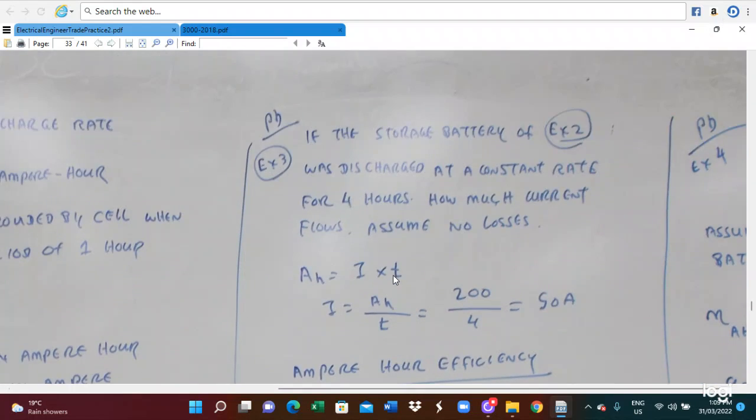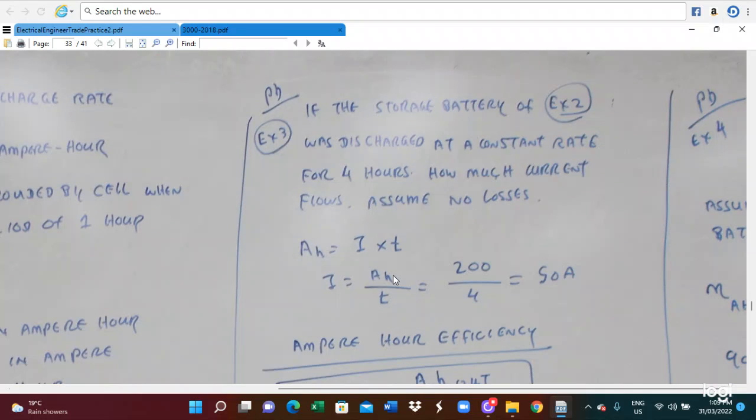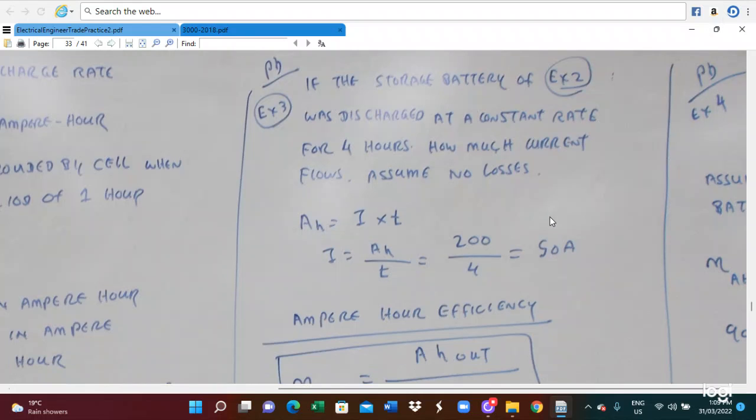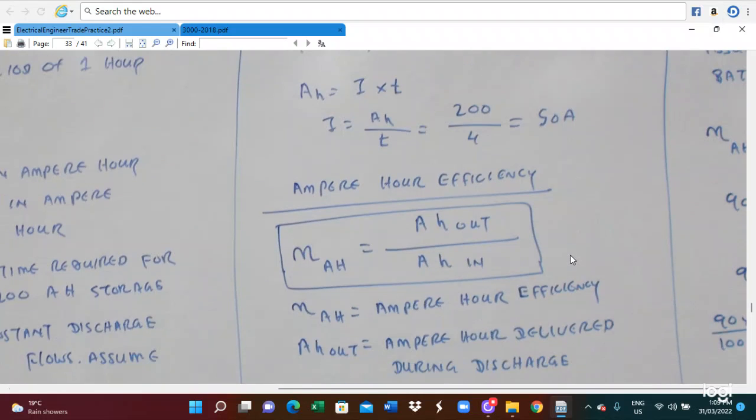Similarly, we also have to utilize that if the storage battery is discharged at a constant rate over 4 hours, how much current is to be lost? So in this case, ampere hour is I multiplied by T. So I equals ampere hour divided by time. So in this case, 200 is the ampere hour given, 4 hours. So you get it, discharge at 50 ampere.